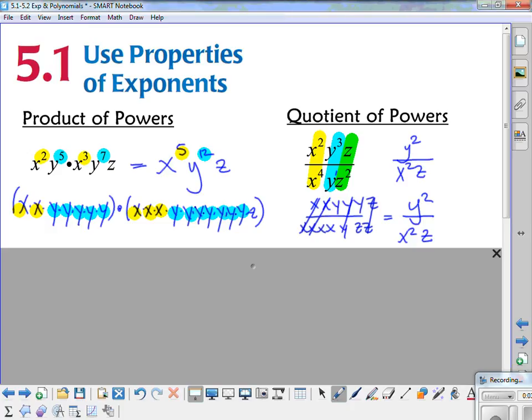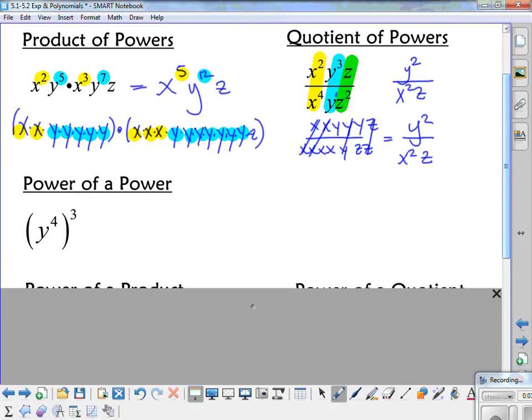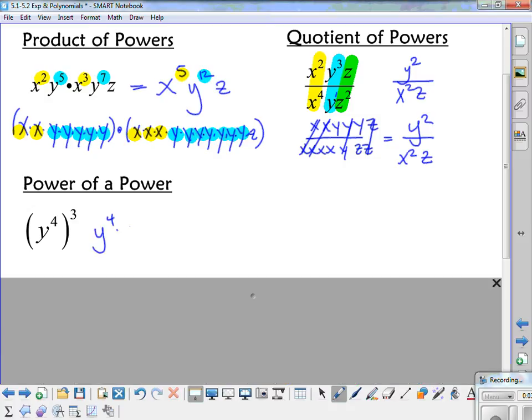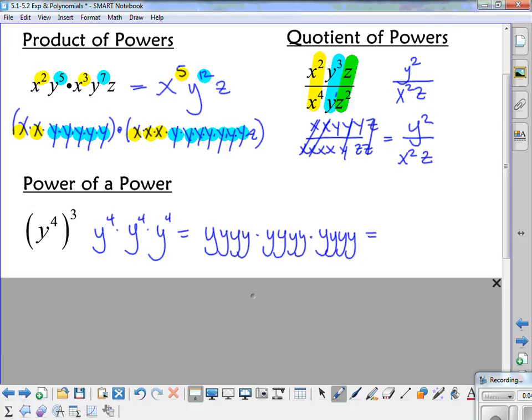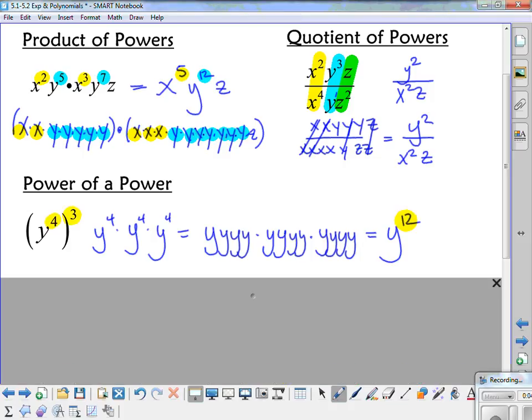Okay? All right. When you have a power of a power, again, what that means is I'm taking y to the 4th times itself 3 times. And y to the 4th is y times y times y times y, and I write that out three times. And so what power is my y at? 12, right? So when we have the power of a power, I do 4 times 3 and I get 12. So that's when you multiply them.